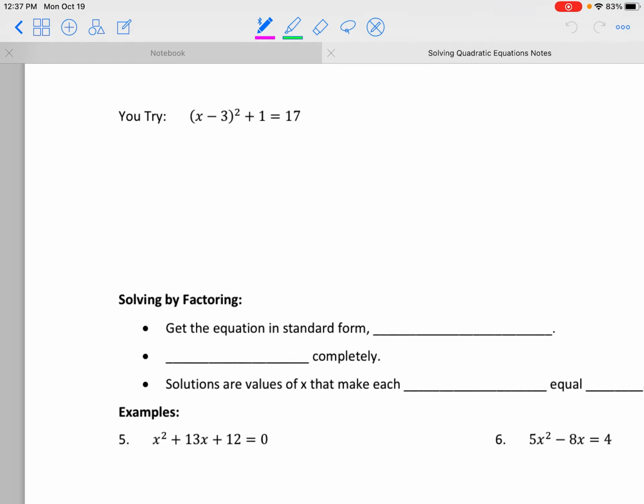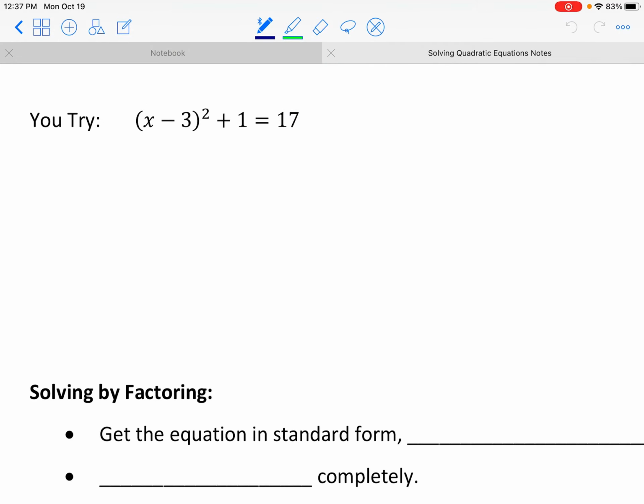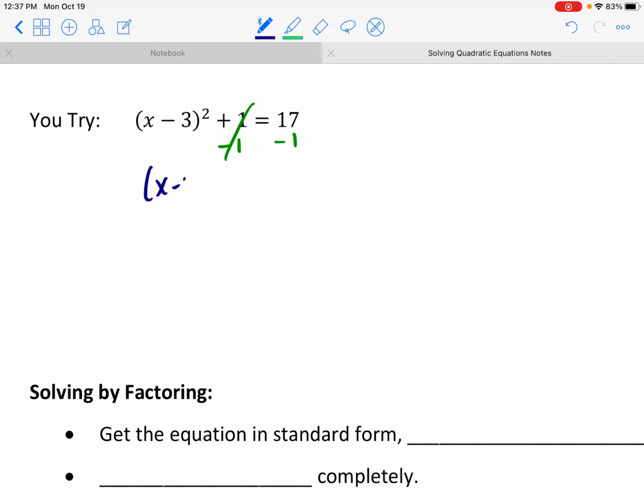I don't know. Okay, here's one for you to try if you're feeling like this process is okay for you. Good opportunity to pause the video and give it a shot. The rest of us, let's go here. Subtract 1. We want to get that squared term by itself. So that's going to give us x minus 3 squared equal to 16.